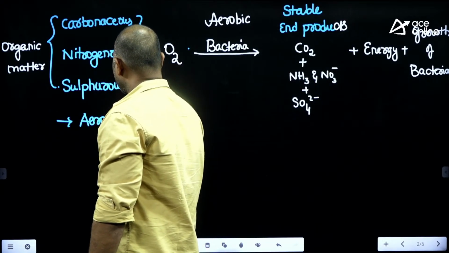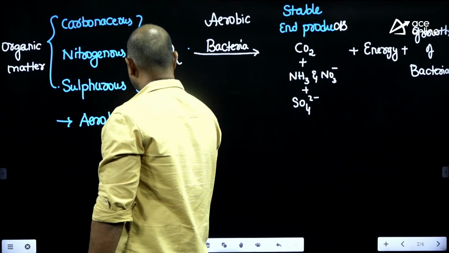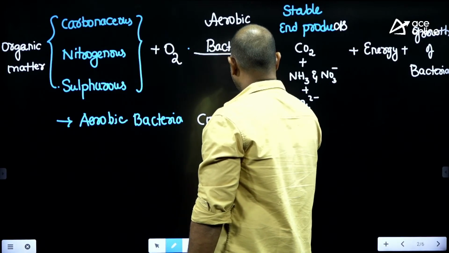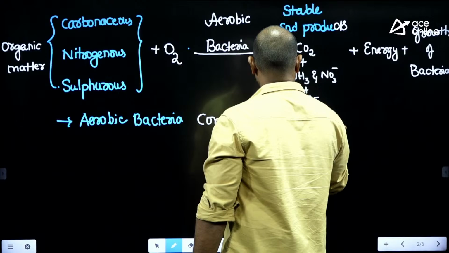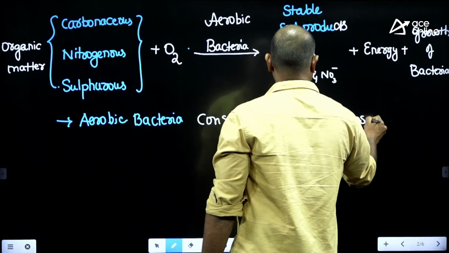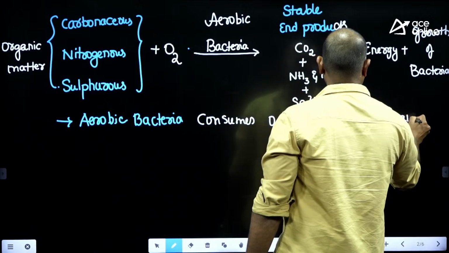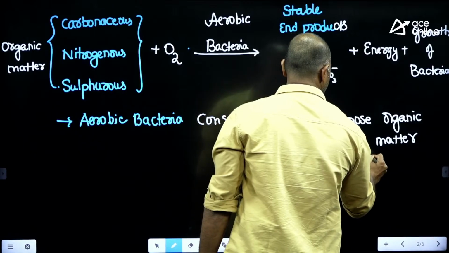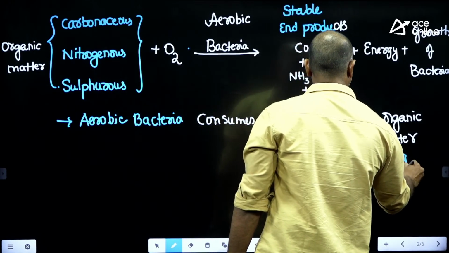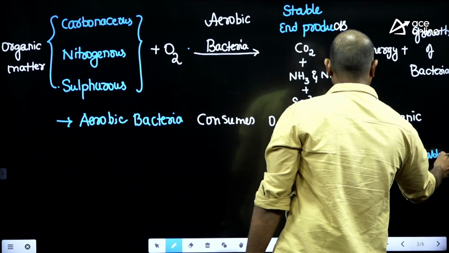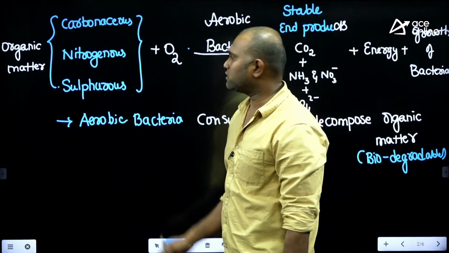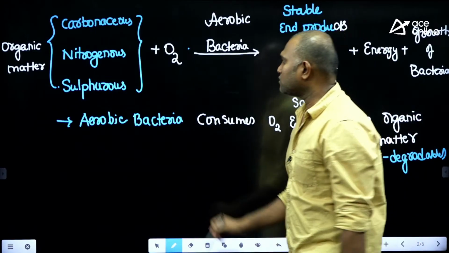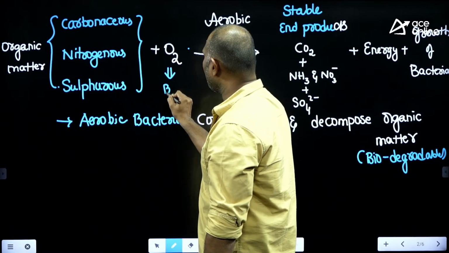So aerobic bacteria consumes oxygen and decomposes organic matter. And that too, which organic matter? Biodegradable organic matter. And whatever the amount of oxygen the aerobic bacteria consumed, that is known as BOD.